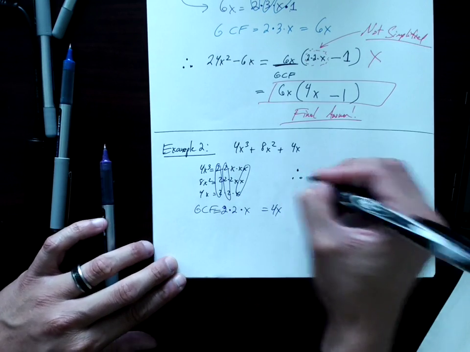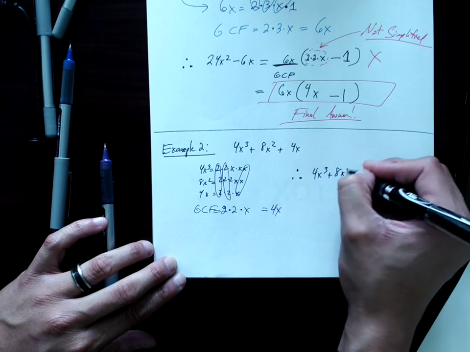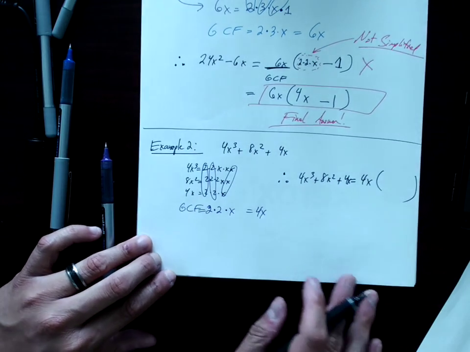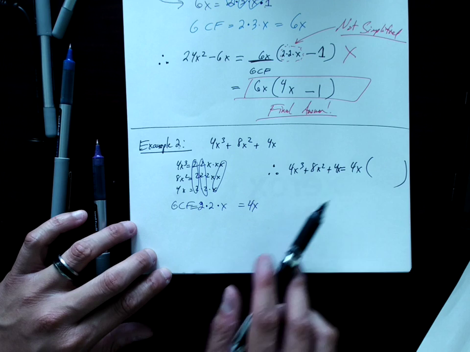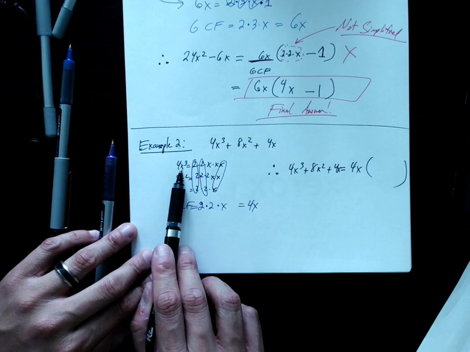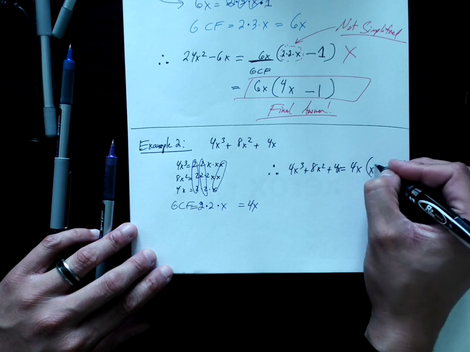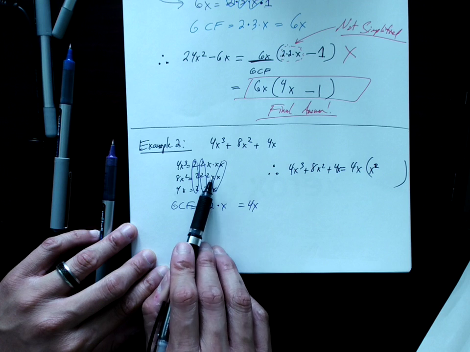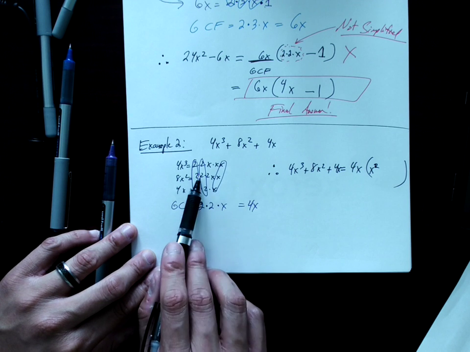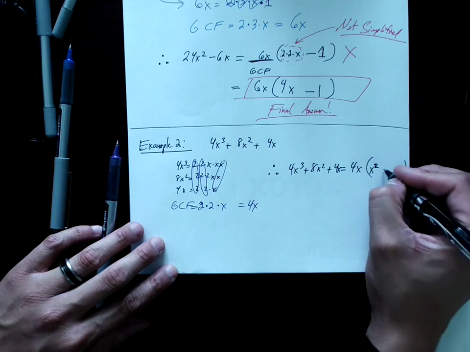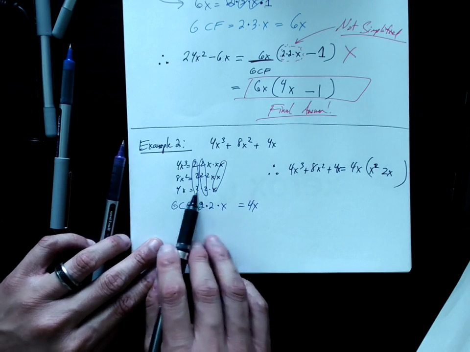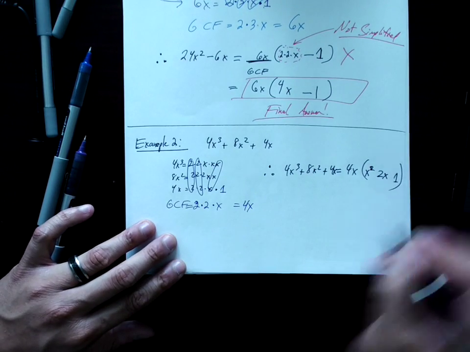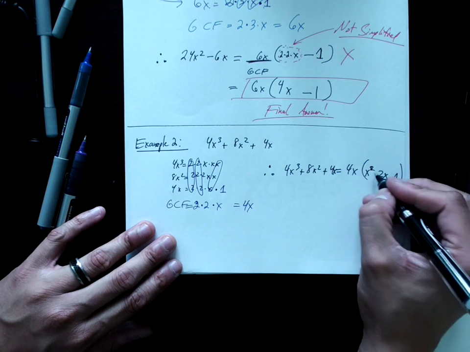So therefore, 4x cubed plus 8x squared plus 4x is 4x times, well, what's left over now? We have to check. In the first term, it's just x times x, that's x squared. In the second term, looking at 8x squared, it is just 2x. And then in the last one, everything's gone. That means it's times 1. Don't forget your 1. And all of the operators are plus, so we put plus.